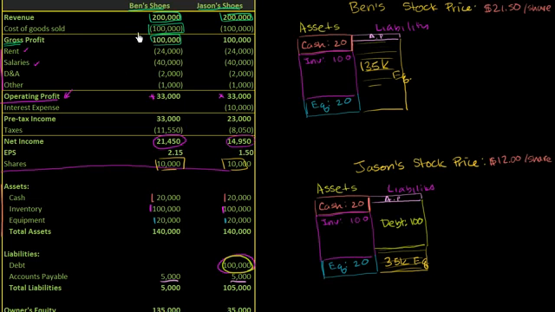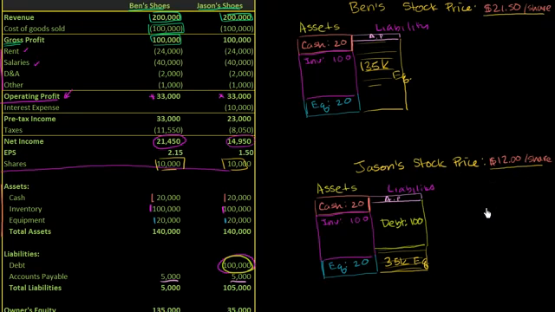Let's say that both Ben's shoes and Jason's shoes are publicly traded companies, and that's all that means is that both of their shares are traded on exchanges. Maybe it's the NASDAQ or the New York Stock Exchange or some other exchange. And the going price on those exchanges, the last closing price for Ben's stock was $21.50 per share, and the last closing price for Jason's stock is $12 per share.